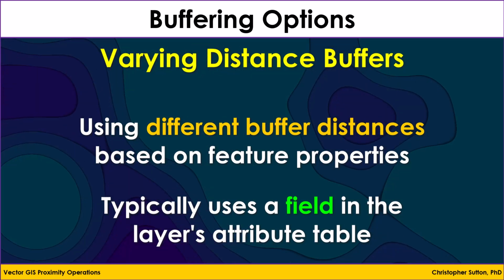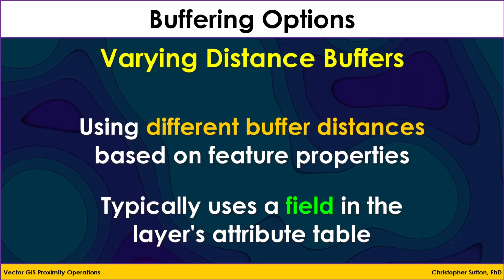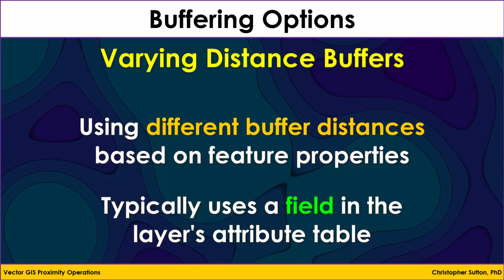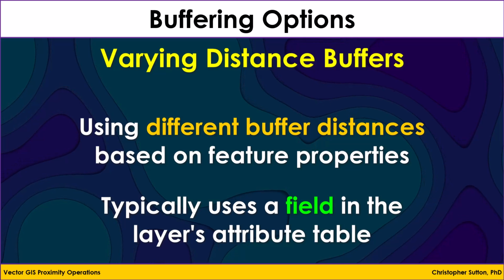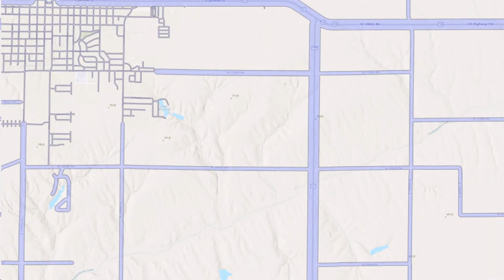And we want to create buffers, but we want the buffers to be based on the category of the road. The US highway buffers would use a greater distance than, say, city streets. Here is an example of using varying buffer distances on the same layer. In this case, I had a field in the attribute table that specified the buffer distance based on the road type.